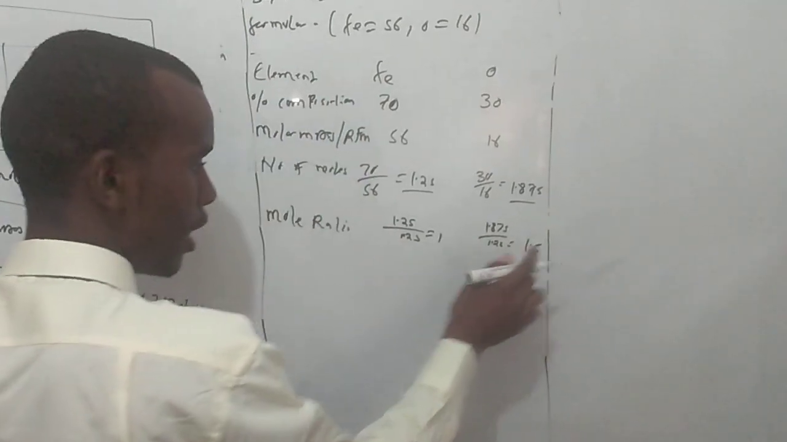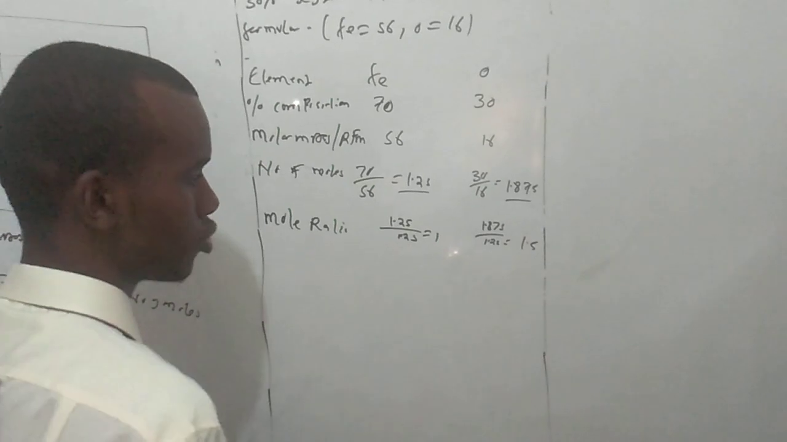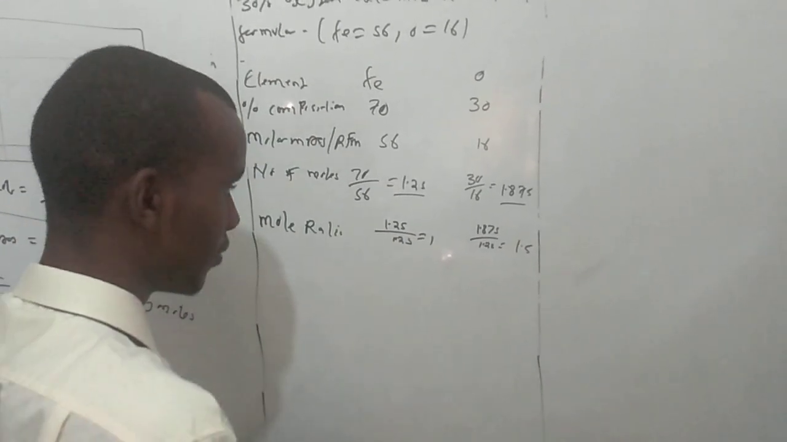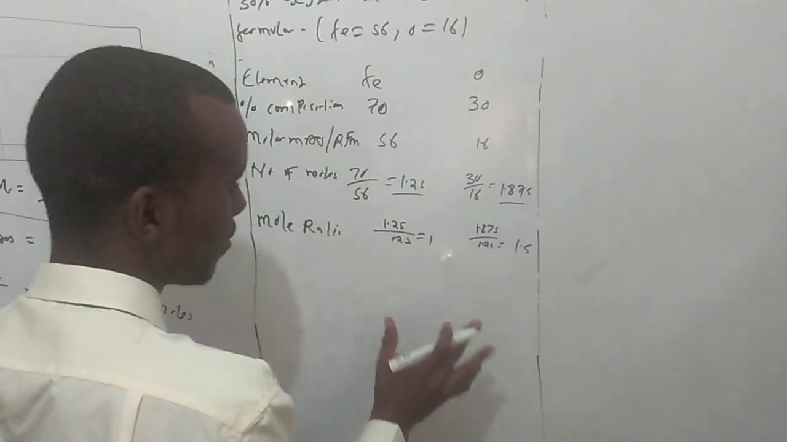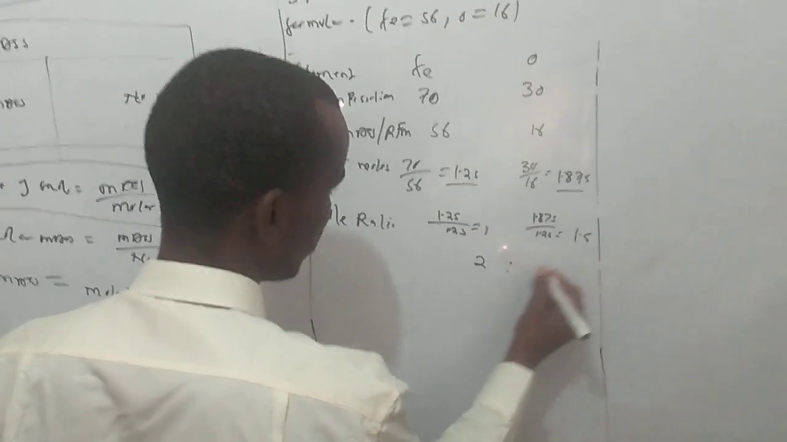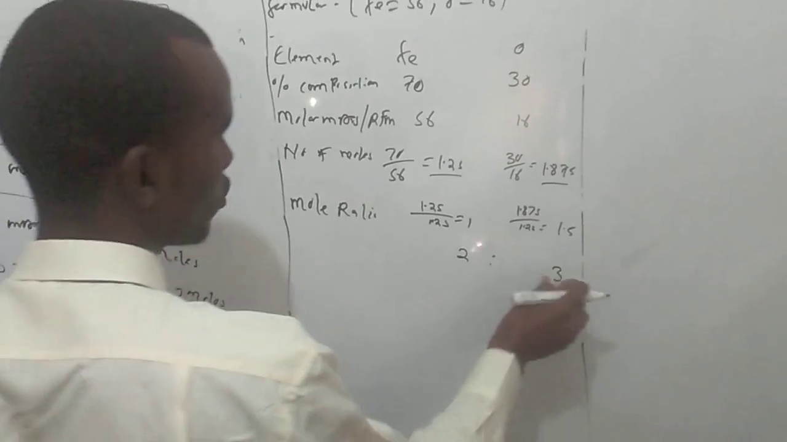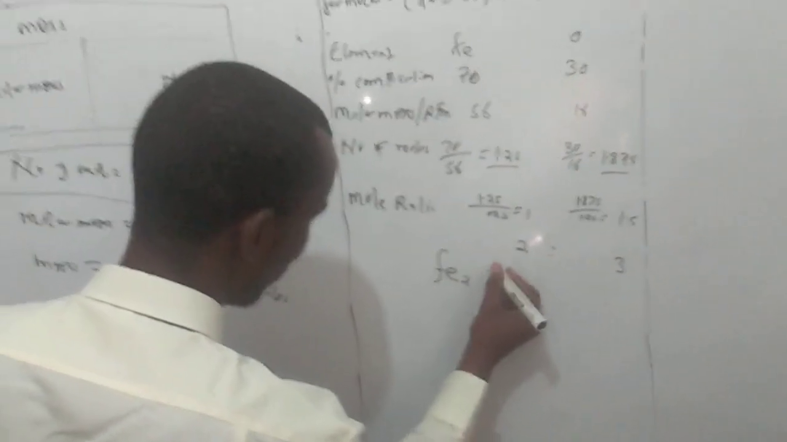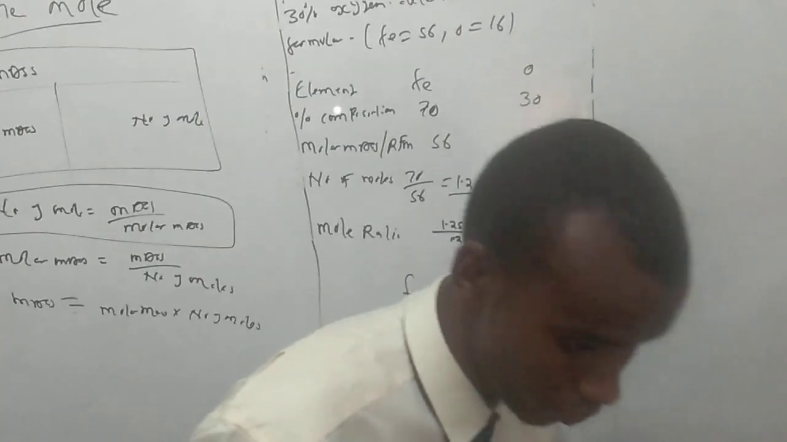Remember, this is not a whole number. For you to get a whole number, multiply by the smallest factor. So if we multiply by 2, we'll get 3. That means this is also multiplied by 2 so that it is the same. 1 by 2 will have 2, 1.5 by 2 will get 3. So the ratio is 2 to 3. So you can write down here, iron 2, oxygen 3. That's the empirical formula for this.